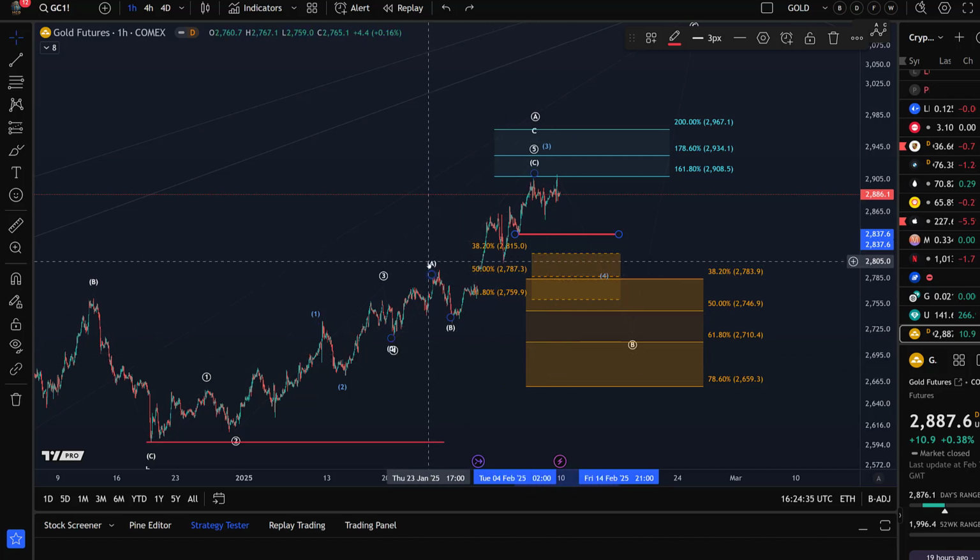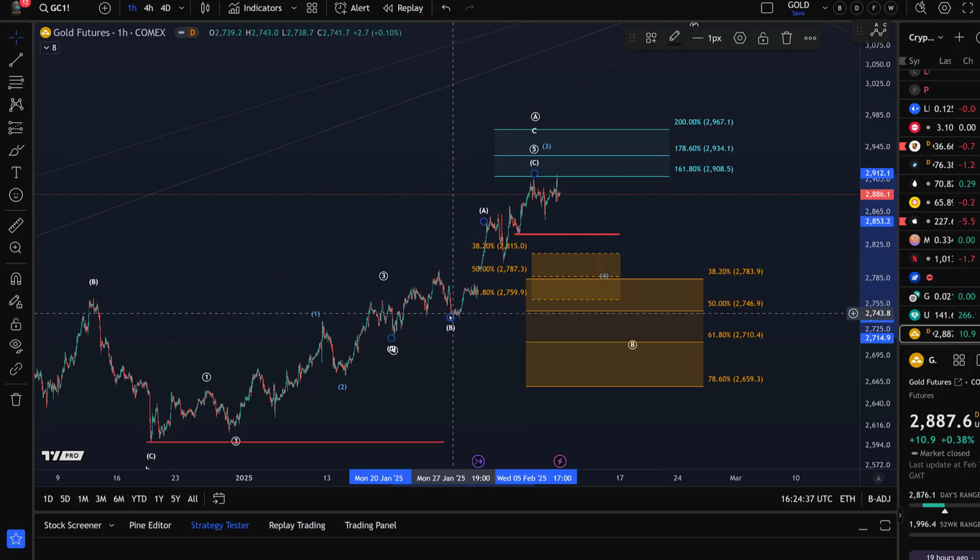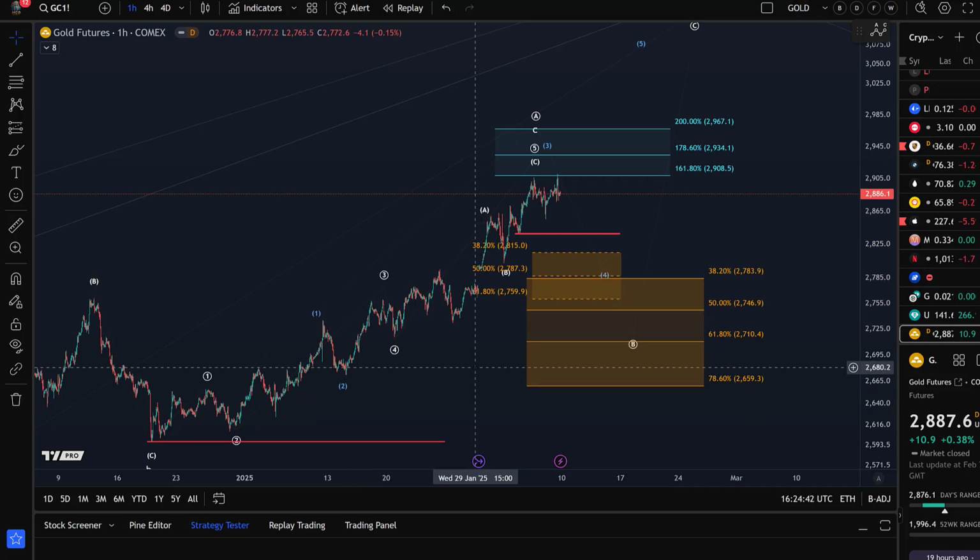I think it counts. I think I'll make a small adjustment to the wave patterns. I looked at it before the video, but I prefer to make changes with you so you understand my thought process.